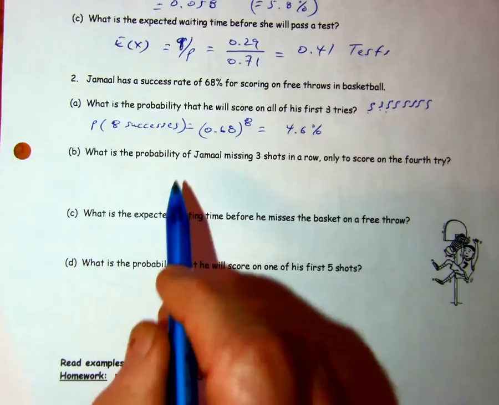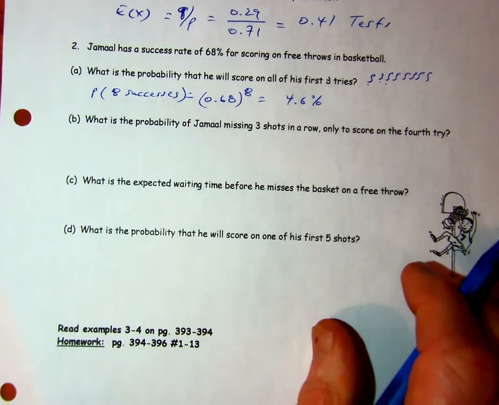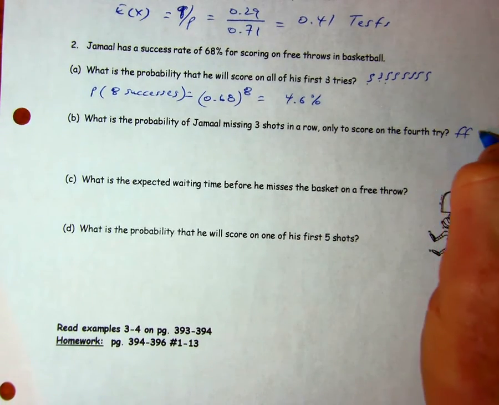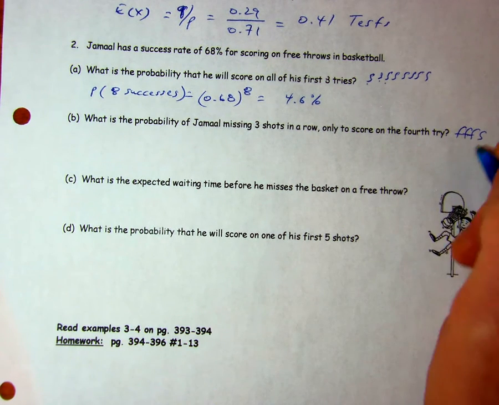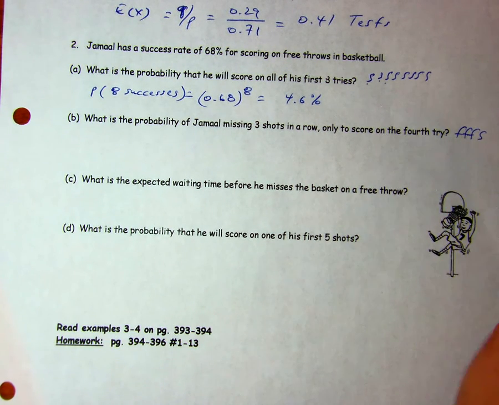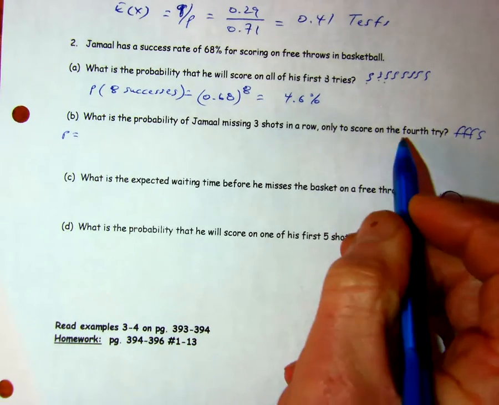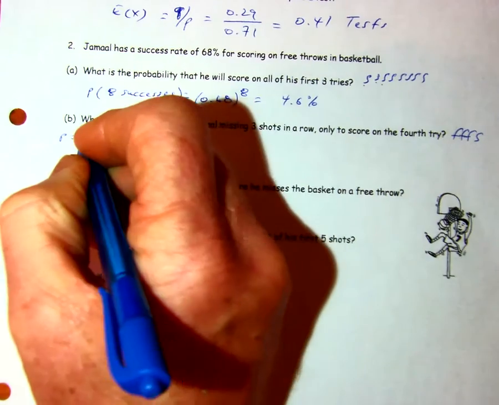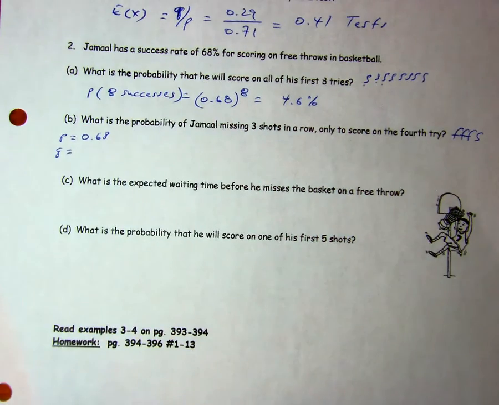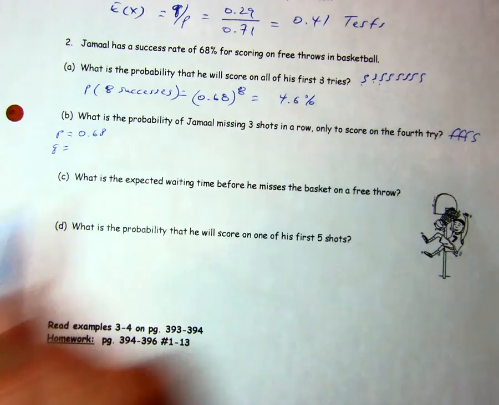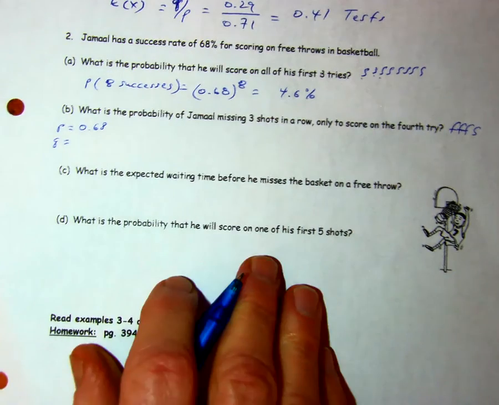So what is B? What is the probability of Jamal missing 3 shots in a row only to score on his 4th try? So that's going to look something like F, F, F, S: failure, failure, failure, success. So in this particular case, the success is scoring. So again, P is 0.68, and again we have Q. What's Q this time? We didn't calculate Q up here, but what's Q?